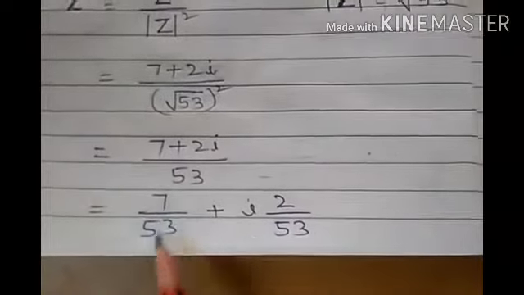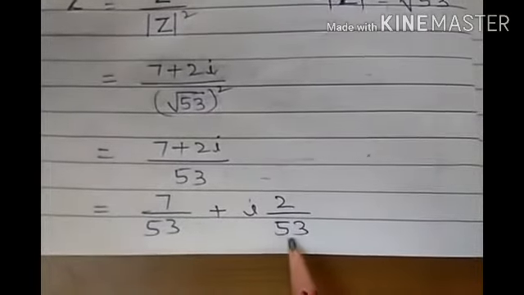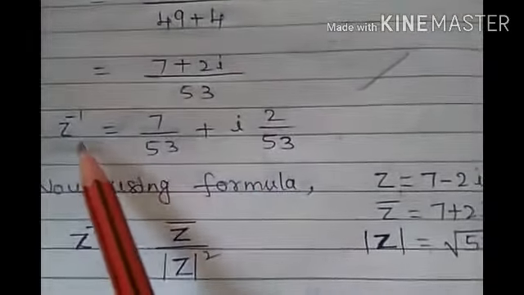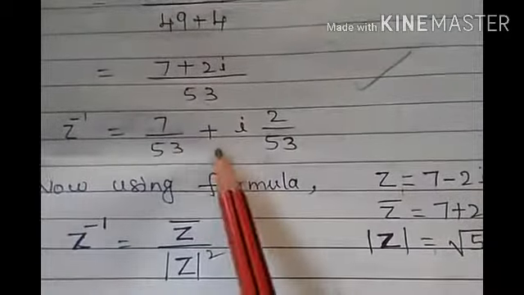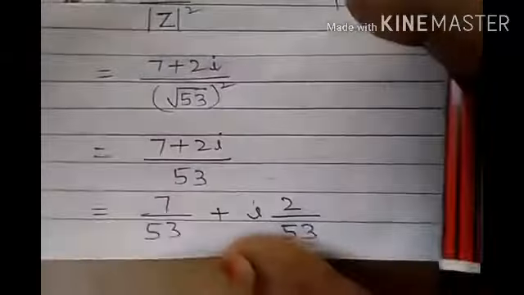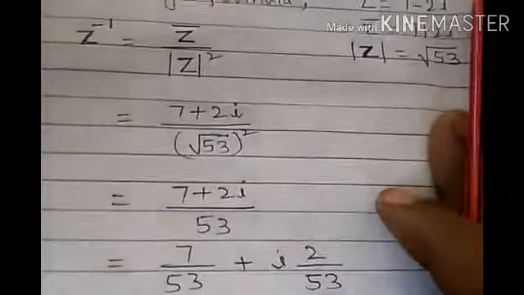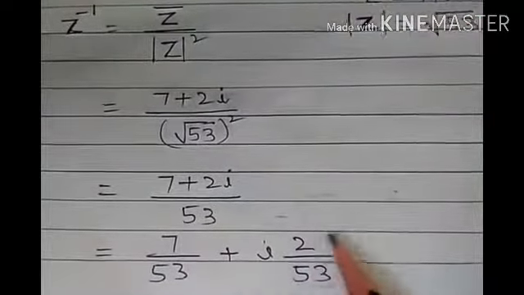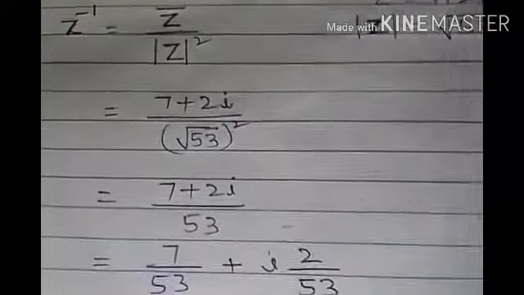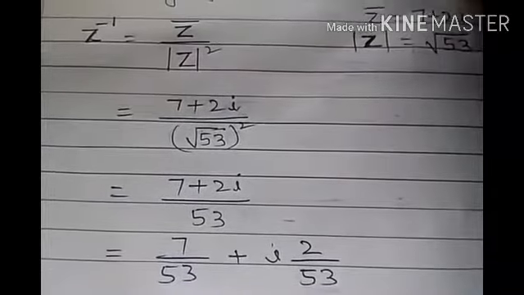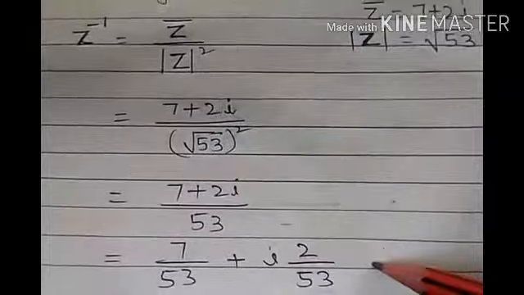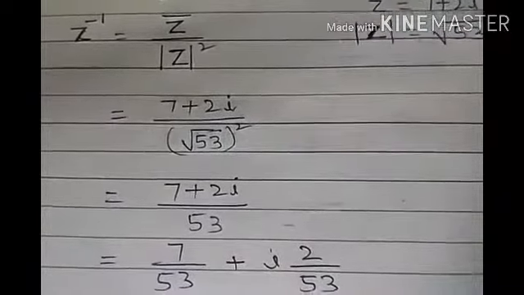Now separate the real part and the imaginary part: 7 by 53 plus i into 2 by 53. So observe the values of the inverse in two methods. Z inverse equal to 7 by 53 plus i into 2 by 53, and by using the formula, Z inverse is also 7 by 53 plus i into 2 by 53. So we can use either the rationalizing method or the formula method to find the multiplicative inverse of any complex number.